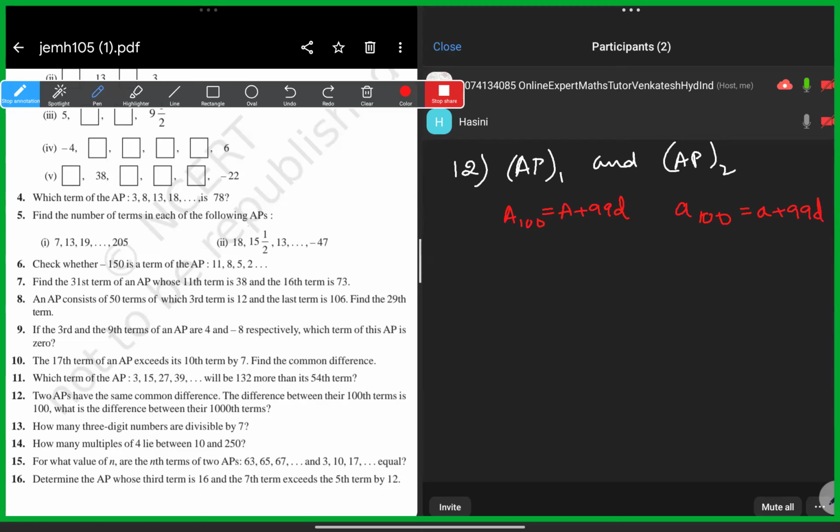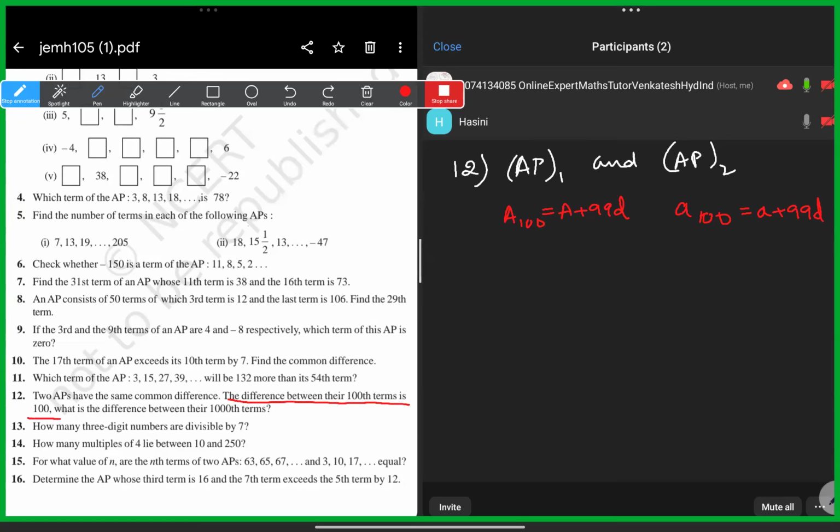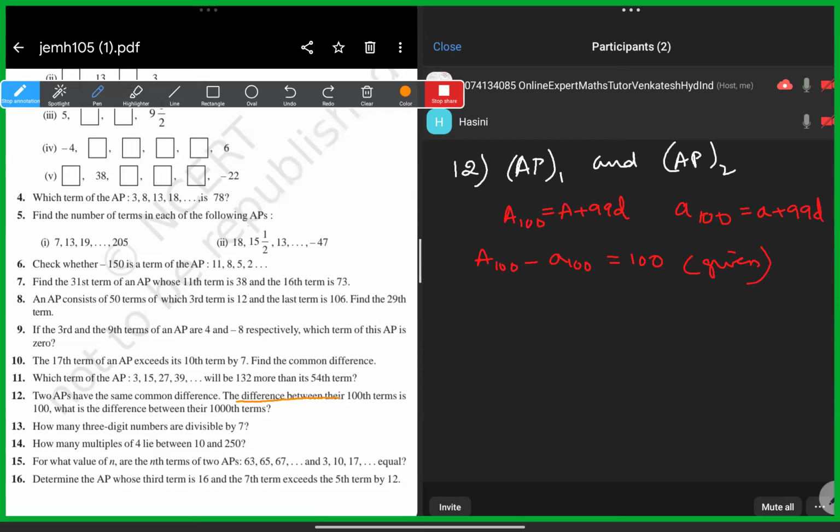Now what did they say? We wrote clearly the 100th term in both the series. They said the difference between their 100th terms is 100. Meaning what? A 100 minus small a 100. This is what is given. They only give that the difference between their 100th terms is 100.